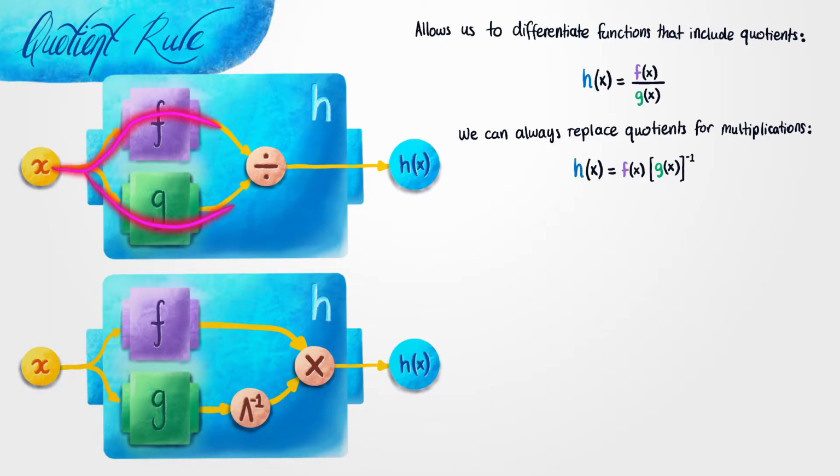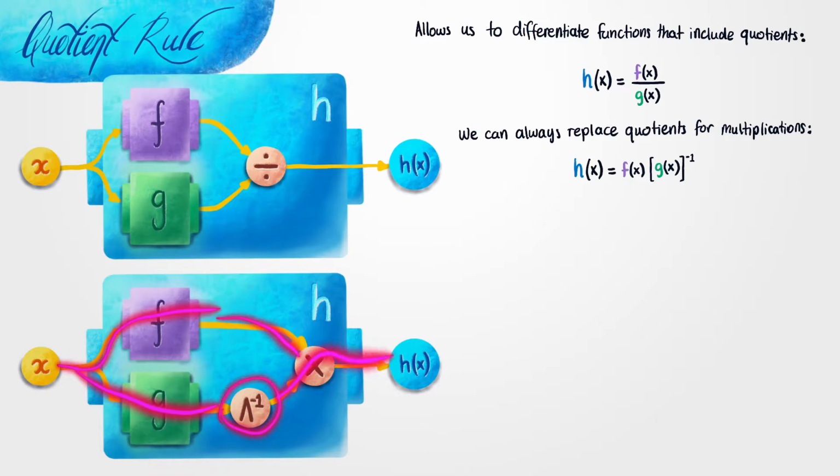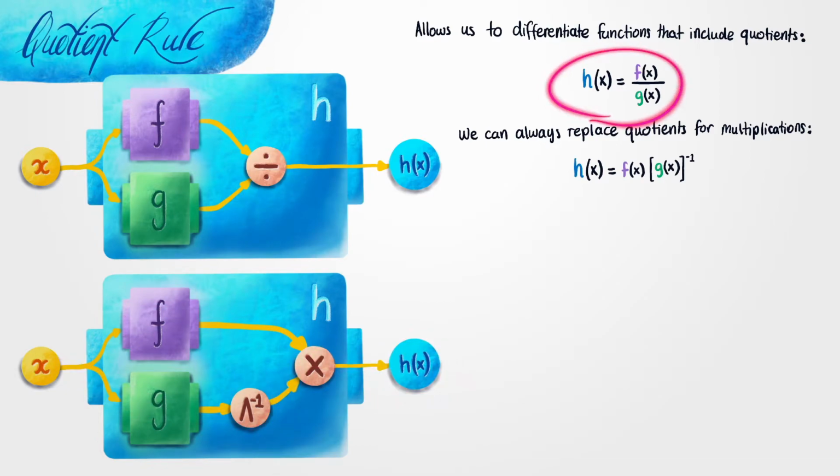Notice that in the top function, we take x and feed it through f and g, and then we take those results and divide them to get the value of h of x. But on the bottom function, we take x, feed it through f and g, but then we take the reciprocal of g, and then we multiply the two results, and we still get the exact same number, h of x. So we don't know how to differentiate the function in this form, but in this form we can easily differentiate it if we know how to use the chain rule and product rule.